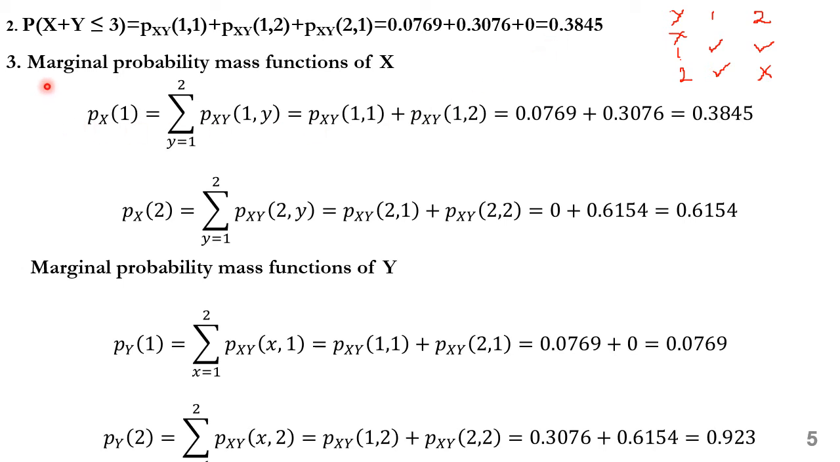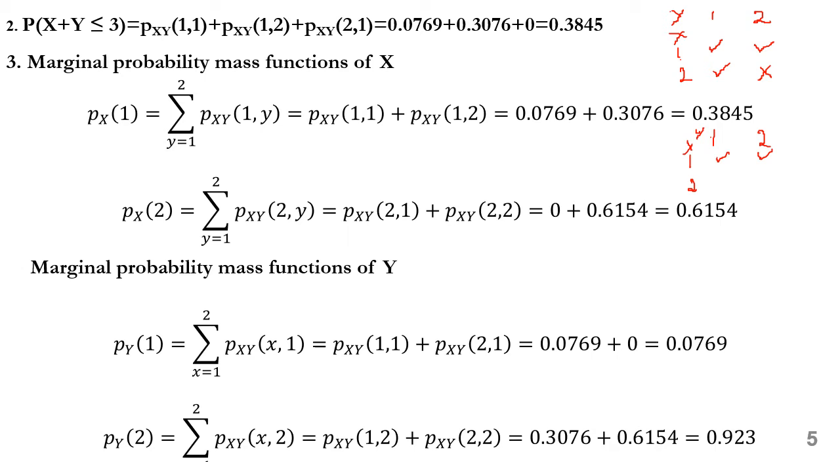Third one, we need to find the marginal probability mass function of x. So therefore, we have to find out Px of 1. Px of 1 is in the table. If you look at the table, once again, let me write the table. 1, 2, 1, 2. These are y values, these are x values. And if you observe here, I want Px of 1.